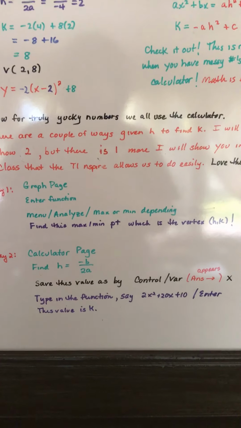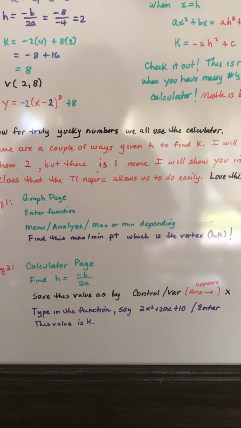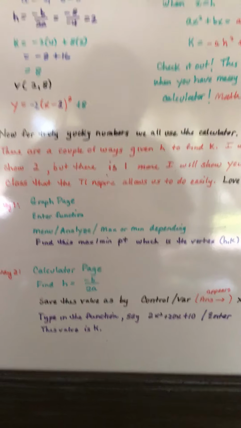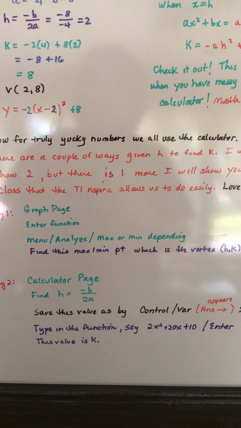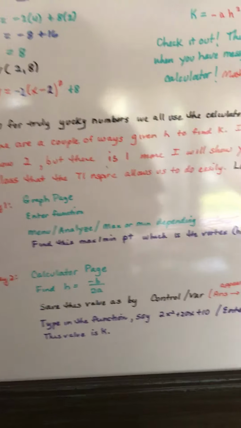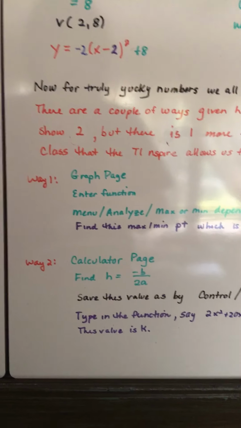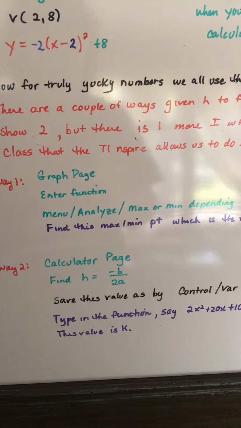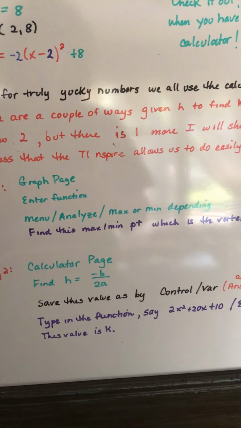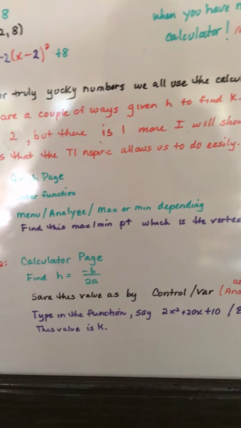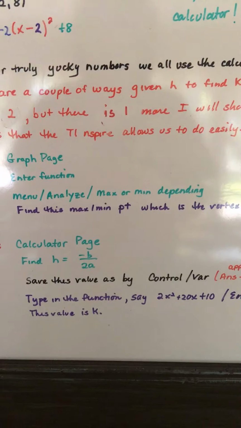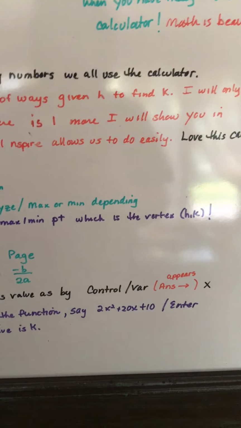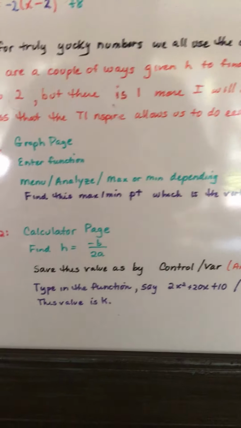Now, for truly yucky numbers or things with lots of decimals where we're just approximating anyway, we use the calculator. There are several ways you can do this on the calculator. I'm going to show you two. There's at least one more that I'm going to show you in class with the TI Inspire. I love this calculator. One way is you can get a graph page, type in the graph, then go to menu, analyze, and if it opens up, you're going to find the min. If it opens down, you're going to find the max. And the calculator finds h and k for you right away. So you know your a, h, and k.